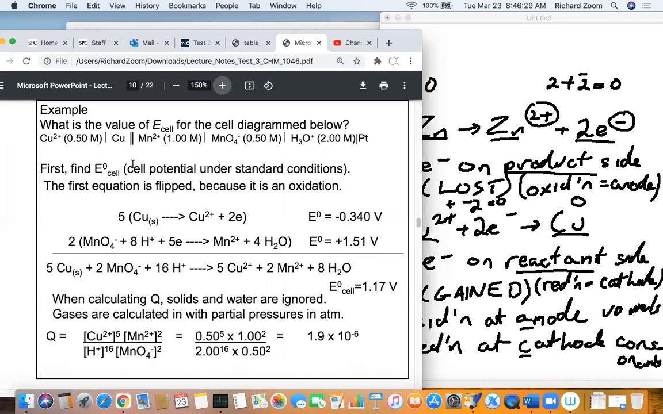So Cu2+, Mn2+, MnO4-, and H+. Those are the only things listed down here in the Q expression. At that point, it's just plug and chug, and we're plugging in the values that we had in the initial problem in order to find the Q value. Does anybody have any questions about the Q calculation? It's probably the hardest thing there.